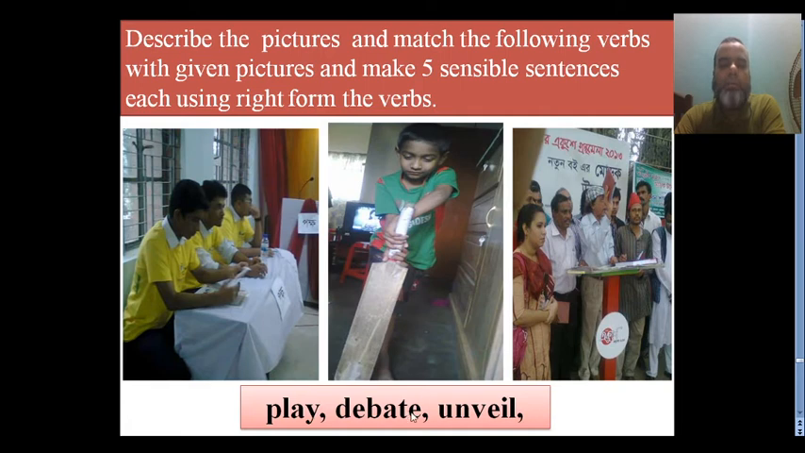There are three verbs here. The first ones are play, debate, unveil. With these three verbs, you have to match which verb is matched with which picture. Think about play, the middle one. If you think about debate, I think the first one. Unveil, to open anything, an inaugural ceremony. Unveil is for the third picture.